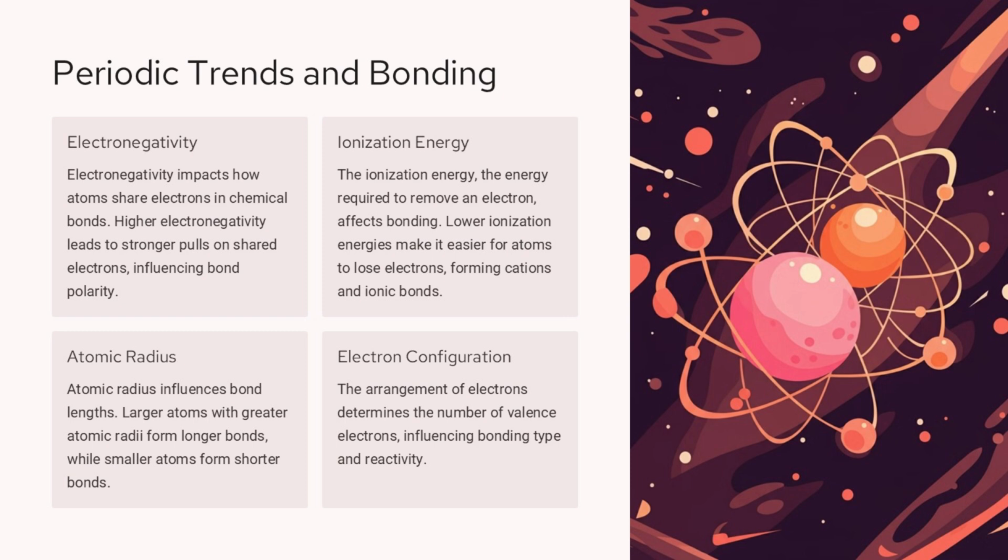Electron configuration determines the number of valence electrons available for bonding, which in turn influences the type and strength of chemical bonds. Understanding these periodic trends provides valuable insights into the fundamental nature of chemical bonding.